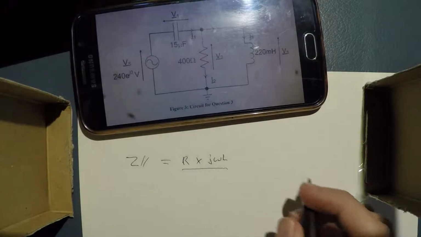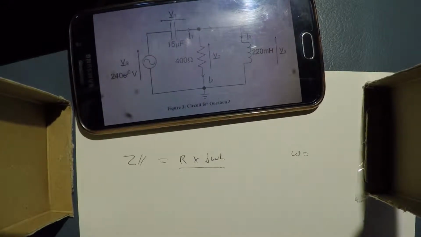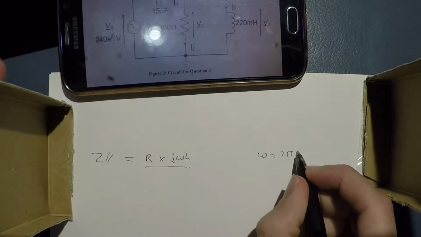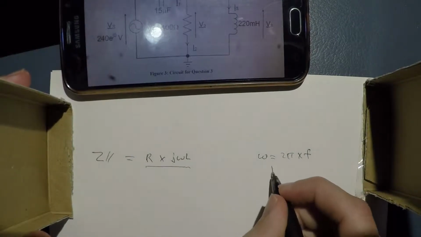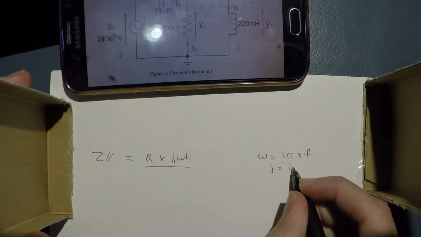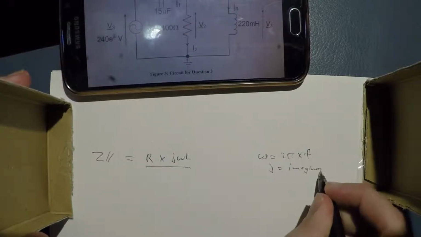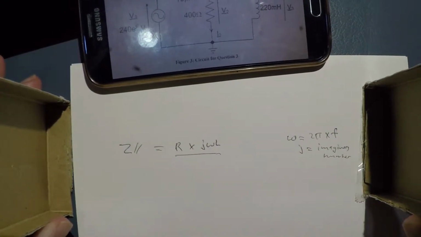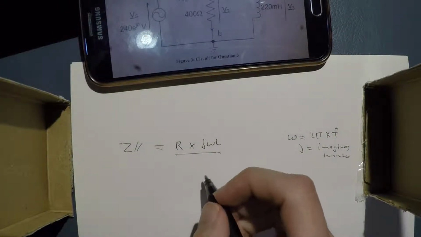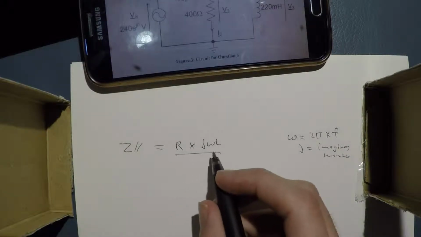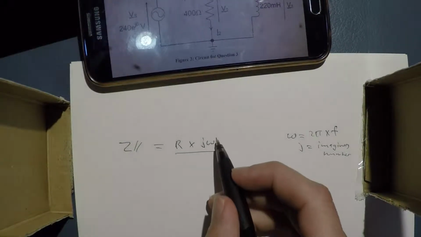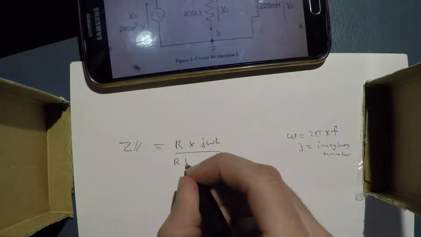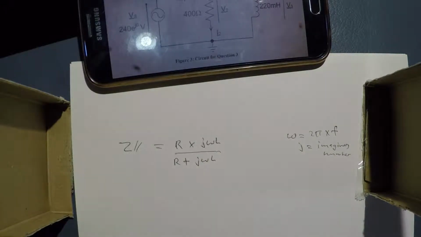Where omega is equal to 2 pi times the frequency, and J is our imaginary number. Okay, that was really badly written, but J is the imaginary number. Back to this: R times J omega L, where L is the inductance, or the value of the inductor. And then R plus J omega L.